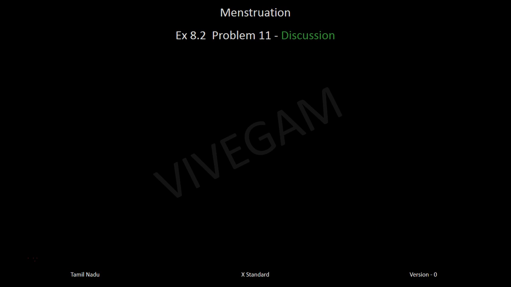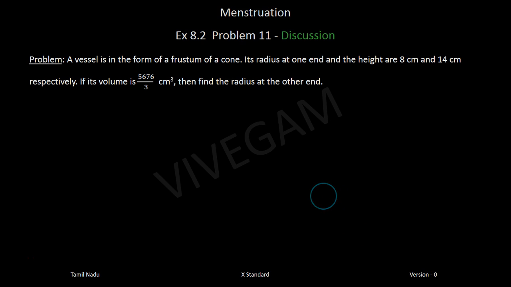Okay, exercise 8.2, problem 11, discussion. A vessel is in the form of a frustum of a cone. Its radius at one end and the height are 8 centimeters and 14 centimeters respectively. If its volume is 5676 by 3 centimeter cube, then find the radius at the other end.